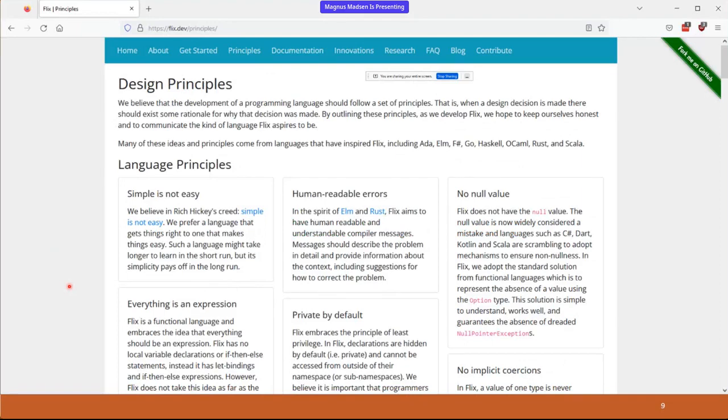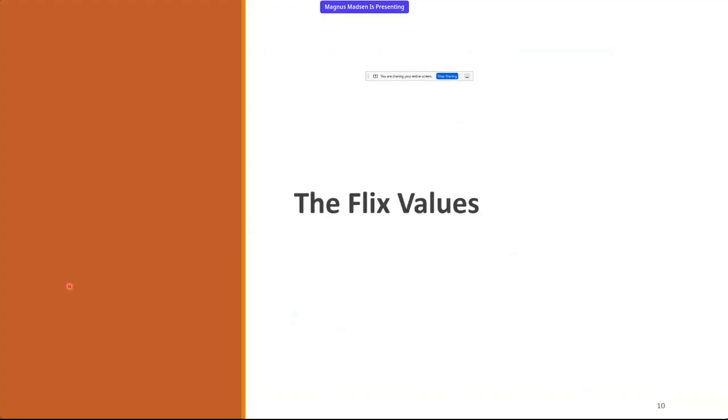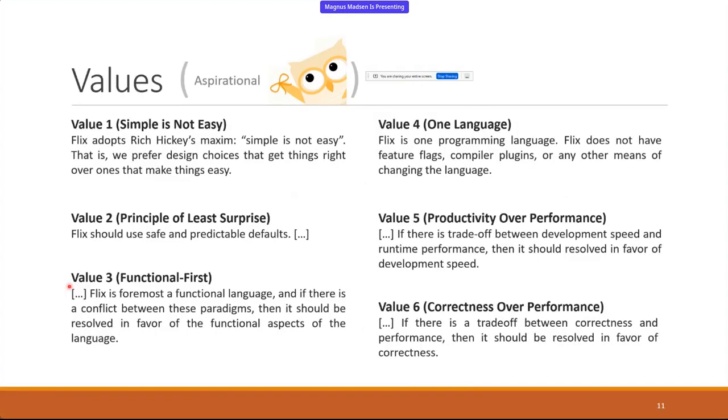So here they are, shown on the Flix website. Let's first talk about the values, and then we'll get to the principles. So the values, if you remember, those were sort of the things we aspire to be. And so I put all the values here. I'll not go through all of them, but I'll just talk about a few to give you a flavor of these aspirational things. So one value is that we want to be a functional first language.